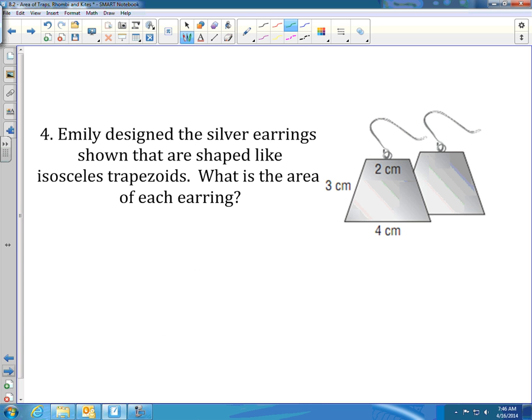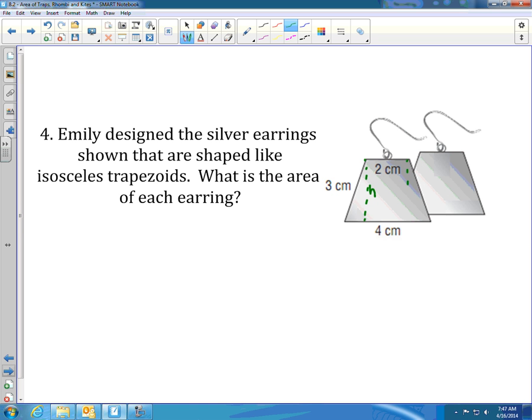All right, last one here on the front side with trapezoids. Emily designed silver earrings that are shaped like isosceles trapezoids. What is the area of each earring? This one is going to be similar to our problem 2 with Ella's trapezoid shaped handbag. We need to find our height. And we are given base 1, base 2.